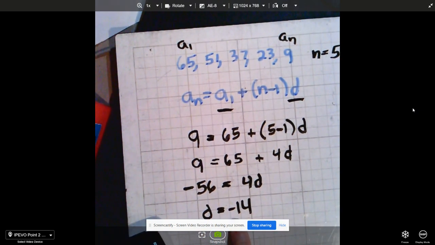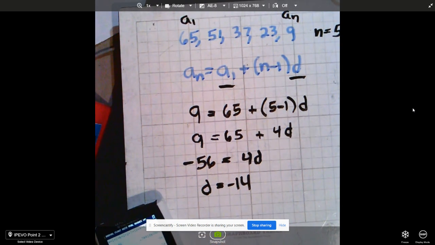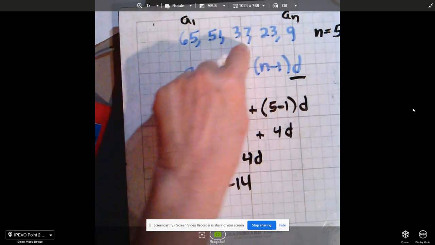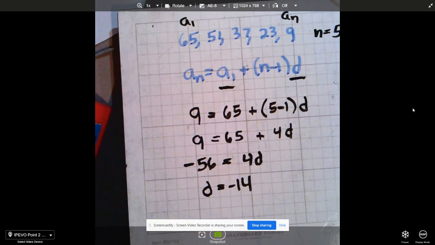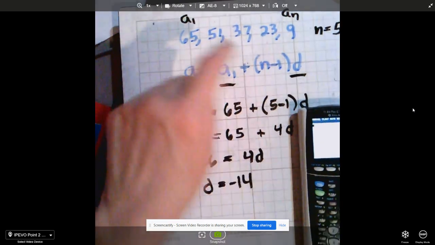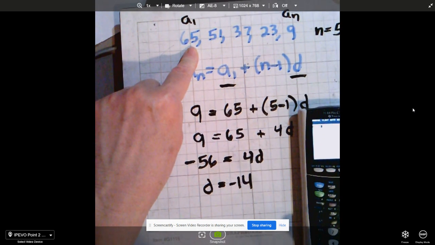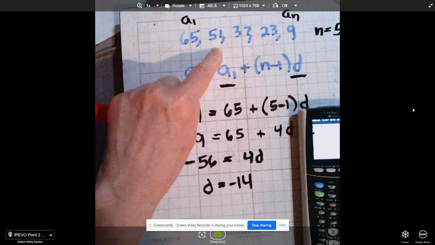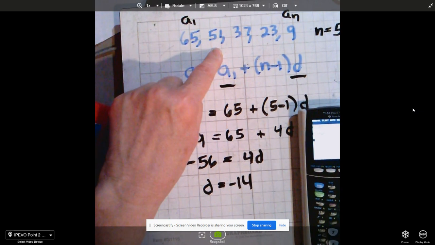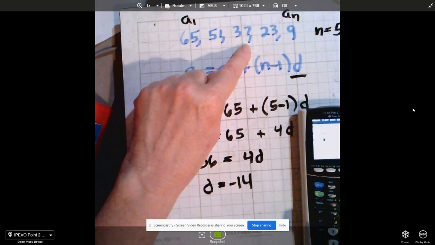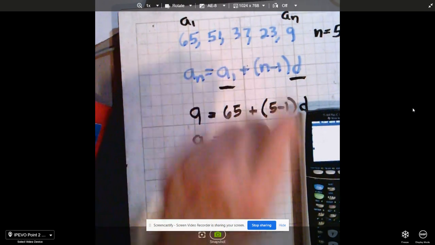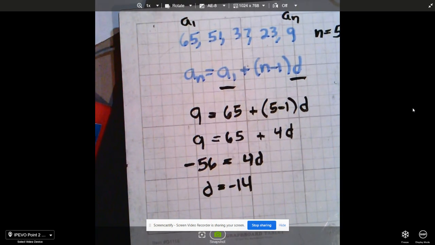Now it makes sense that it's a negative number because these are going down, and I can check it, right? If I take 65 and subtract 14, I get 51. If I subtract 14, I get 37. If I subtract 14, I get 23, and so forth. So that's one way that you can check it.